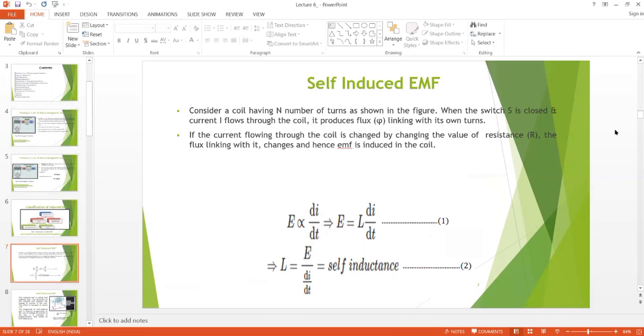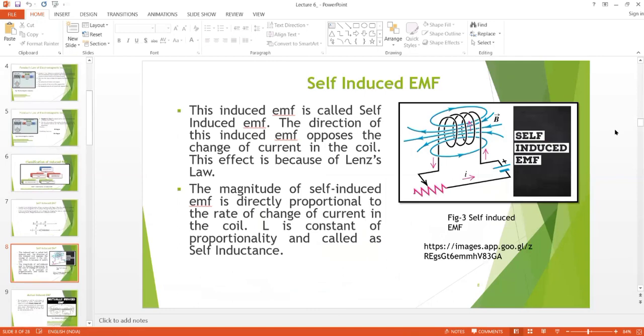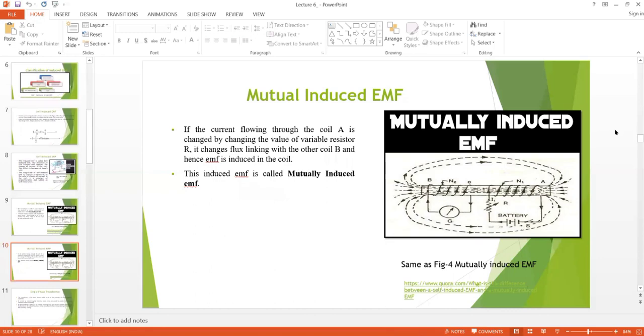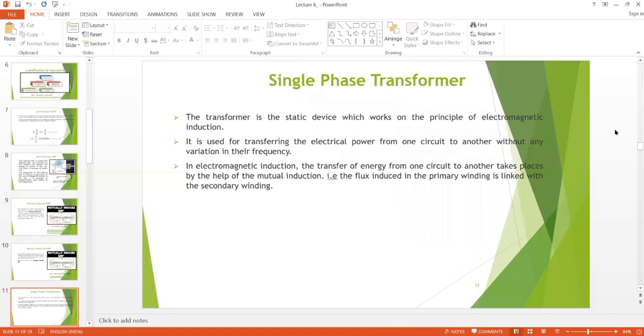Mutually induced EMF we already discussed in the previous lecture. This is a mutually induced EMF in which two different coils are there. They can be neighboring or adjacent, depending upon the position of the coil. The value of the induced EMF can be seen. So this kind of EMF is known as mutually induced EMF, in which we are talking about different coils.